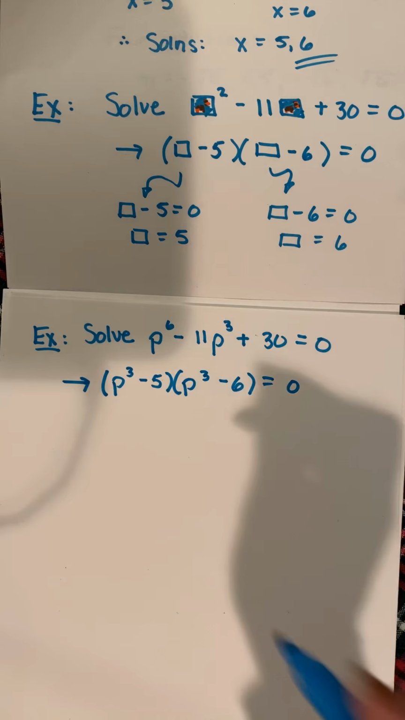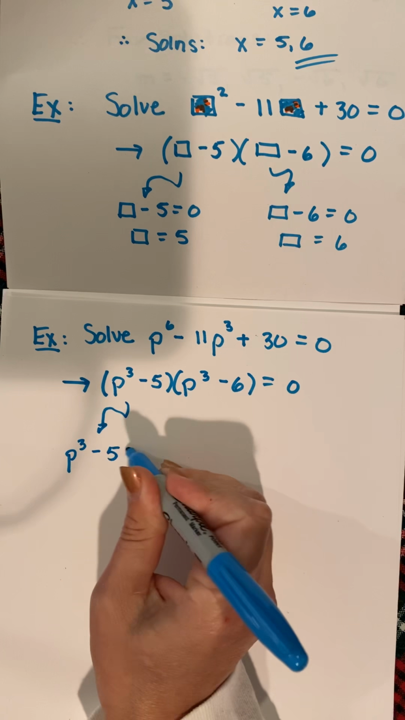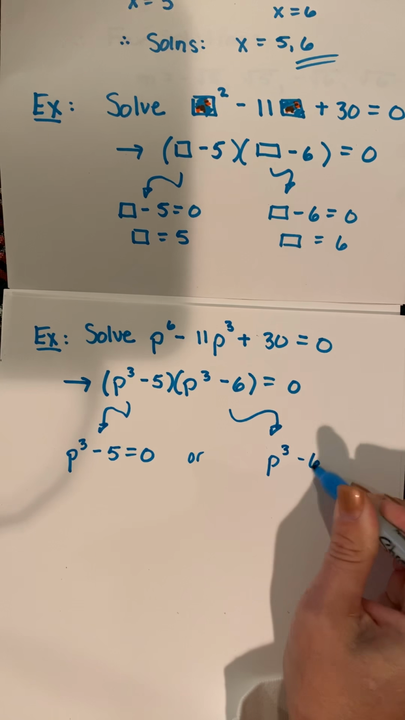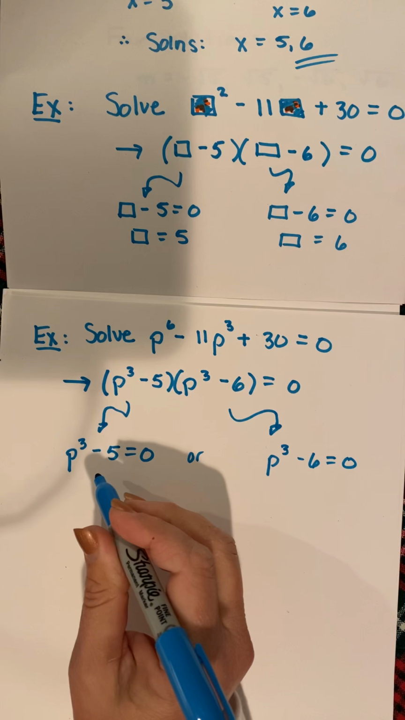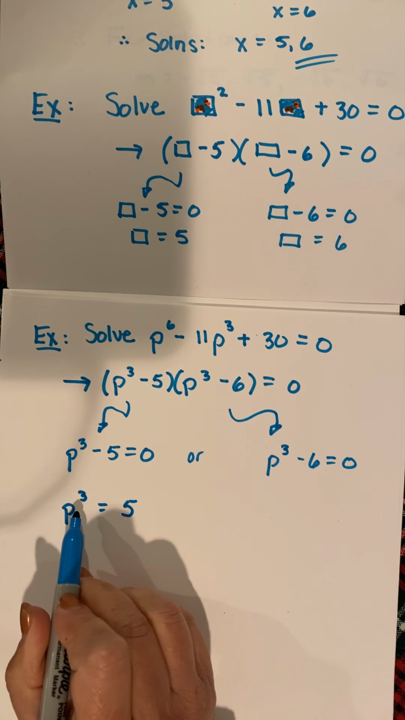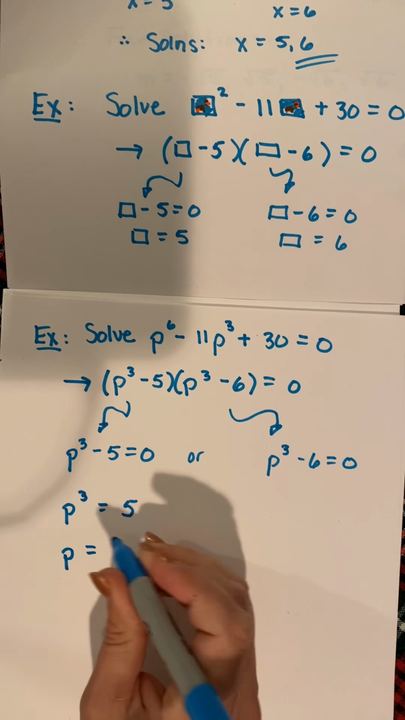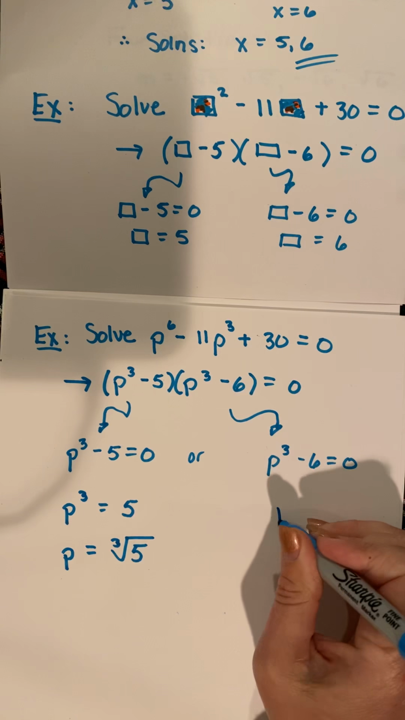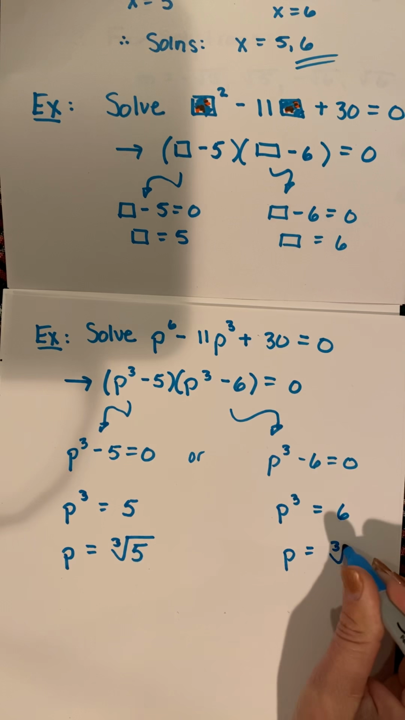So now we have 2 smaller problems to solve. Either the first factor, p cubed minus 5 equals 0, or by the zero product principle, the second factor, p cubed minus 6 equals 0. So now to solve this problem, p cubed is equal to 5. And to undo a square root, we square root both sides. To undo a cube root, we cube root both sides. So if p cubed equals 5, by the definition of cube roots, p is equal to the cube root of 5. Or we have p cubed equals 6, and p is equal to the cube root of 6.